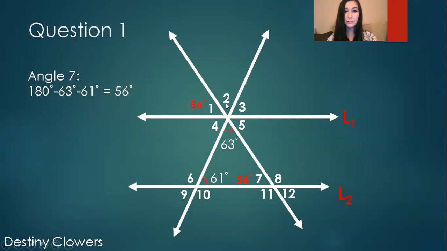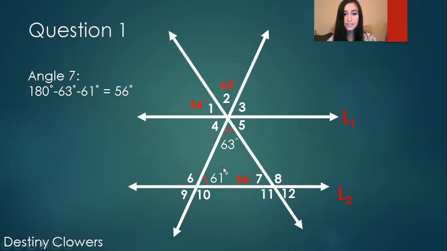Now moving on to angle number 2, the angle opposite of angle 2 is 63 degrees. Now we have also learned that vertical angles, which are opposite angles, are always equal to one another. So if the opposite angle of angle 2 equals 63 degrees, that means that angle 2 is also going to equal 63 degrees.